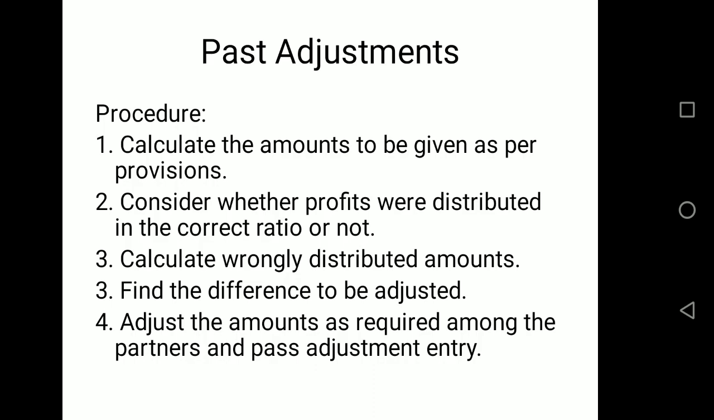But if there is an incorrect ratio, meaning the profits are not distributed in the correct ratio, then in that case we have to consider the complete distribution of profit as wrong distribution. We'll understand this with the help of two different questions, and you'll be able to identify. Calculate the wrongly distributed amount, that is the third part, according to the distribution. Then find the amount to be adjusted, the difference of the two, your provisions amount, correct distribution and wrong distribution. Then adjust the amount by passing an adjustment entry.